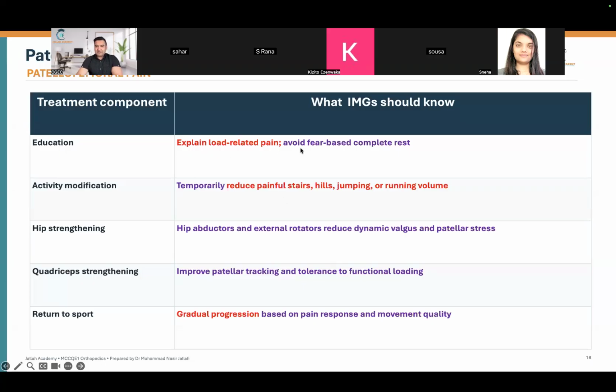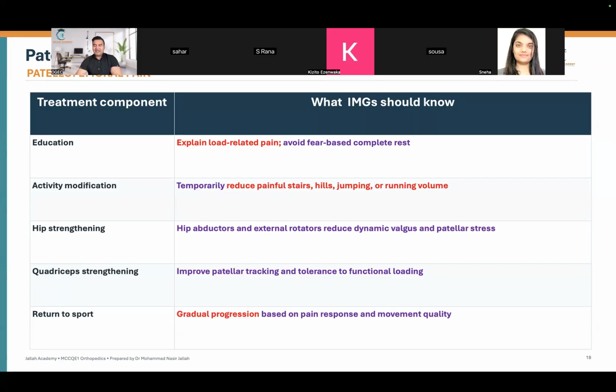Explain load-related pain, avoid fear based on complete rest, activity modification temporarily. It is not permanent. Reduce painful stairs, hills, jumping or running volume. So basically, if he has this problem due to overdoing something, we need to cut down on that activity until he feels better and he is good enough or ready enough to restart those activities.